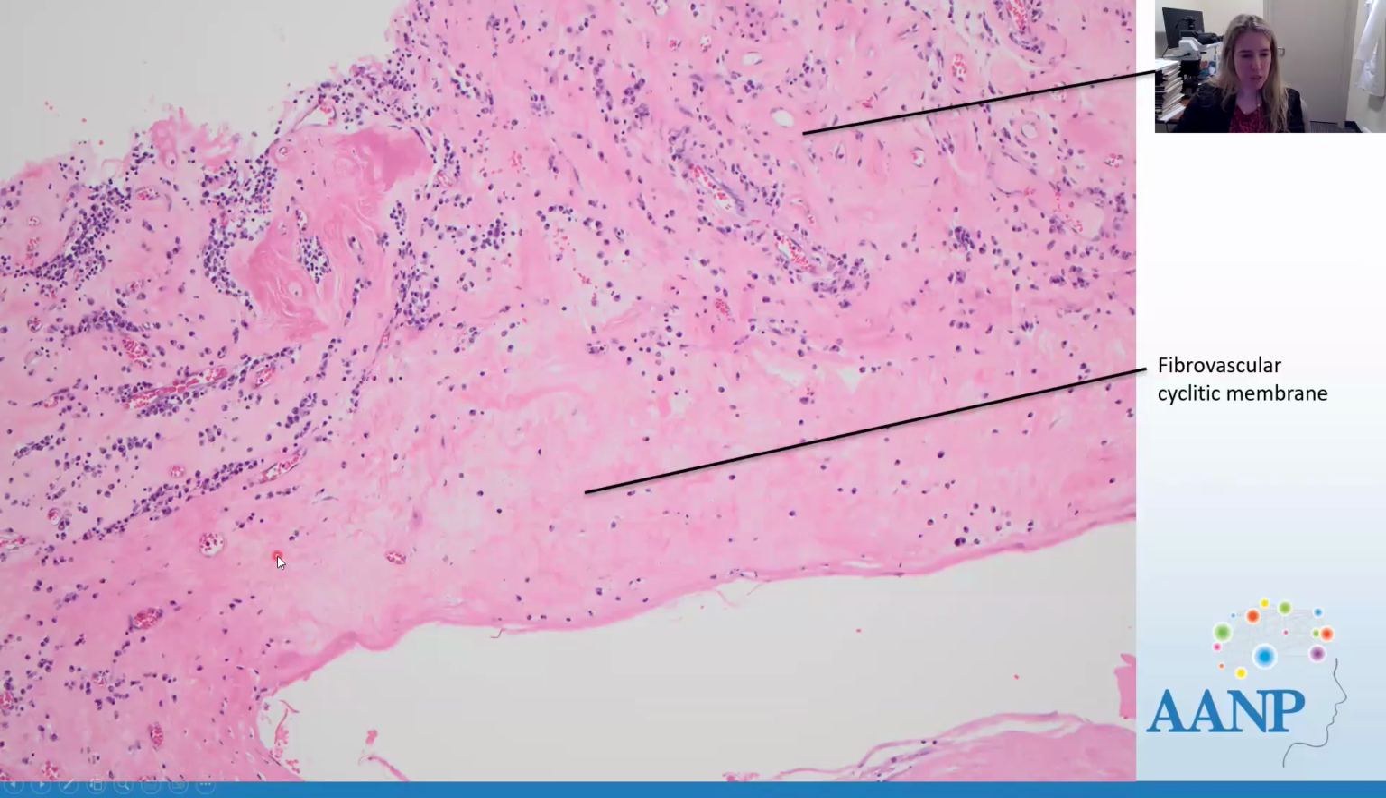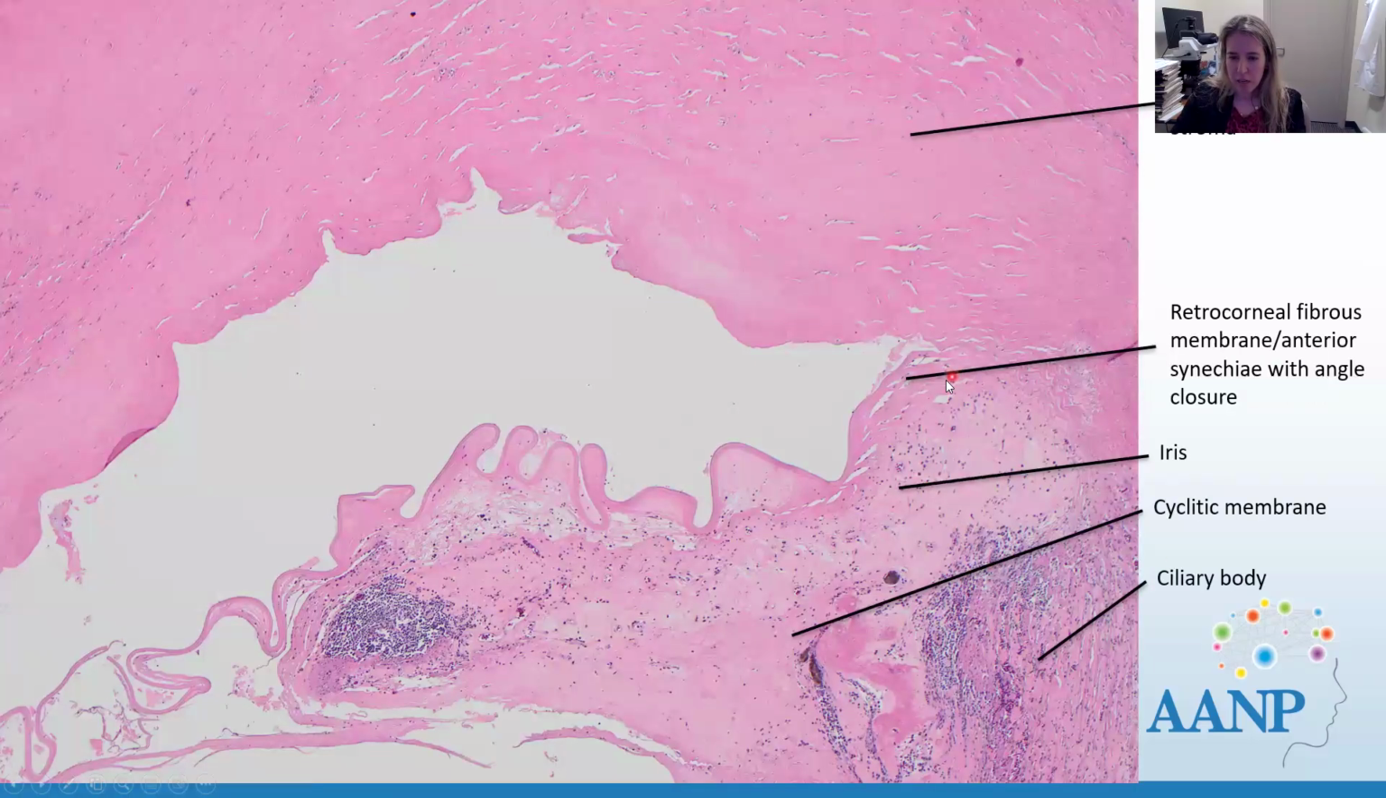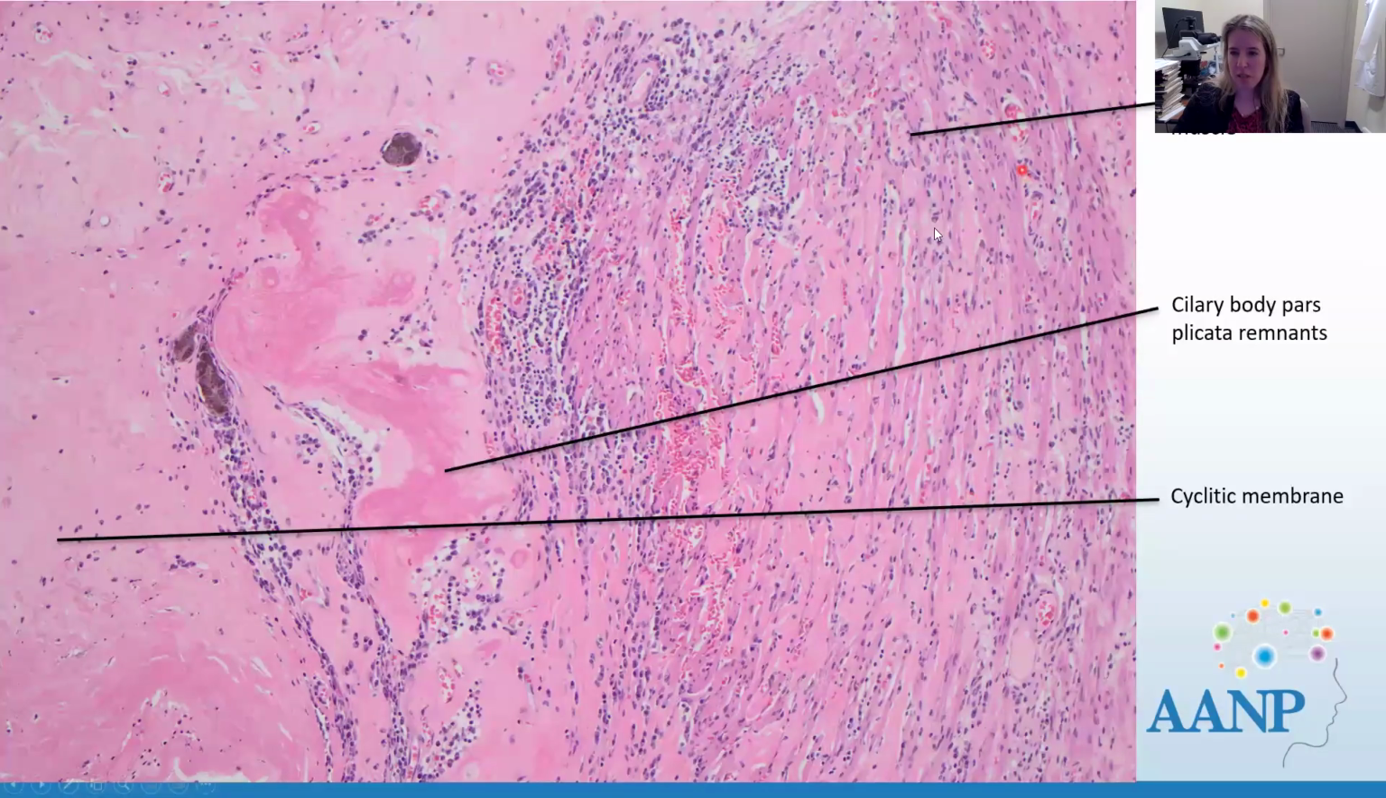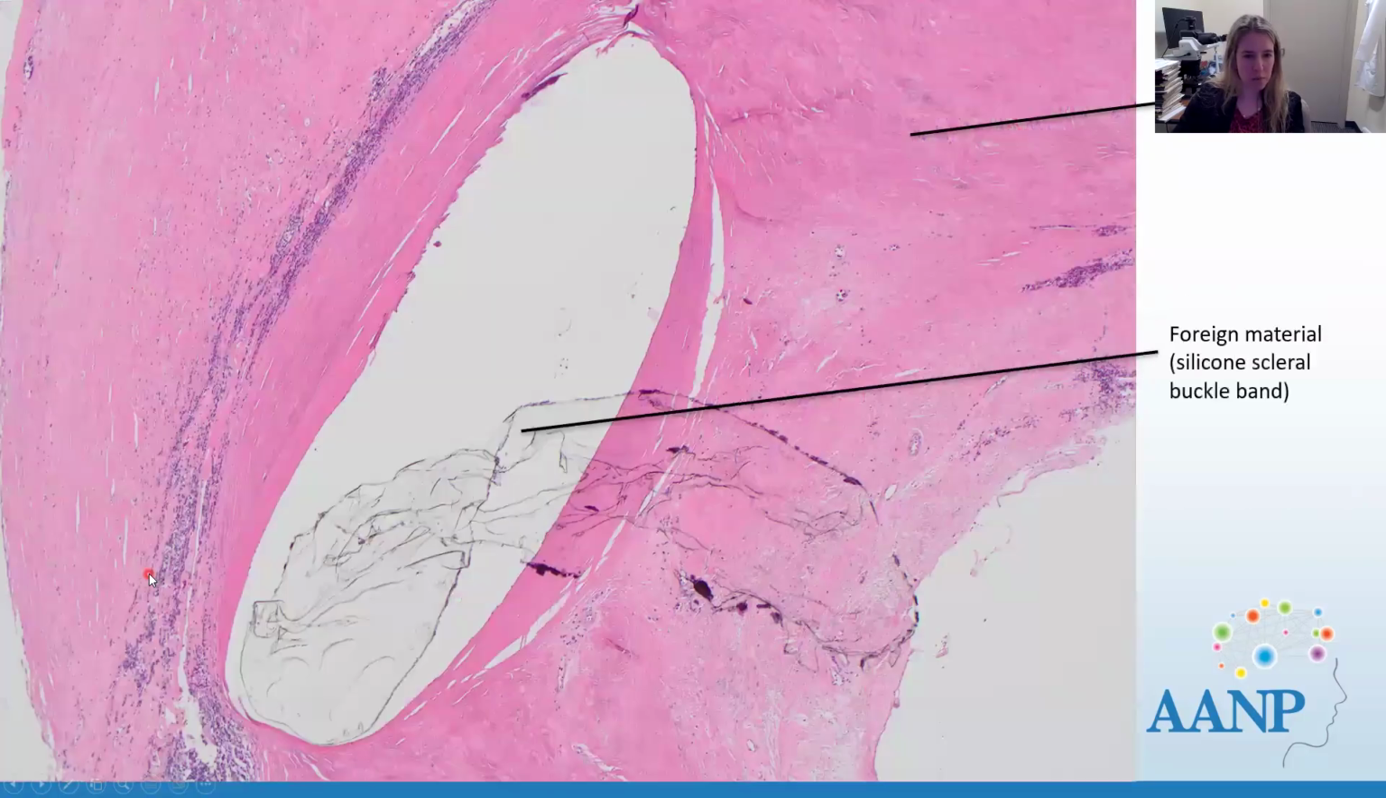And then on the posterior aspect of the iris, there's a fibrovascular cyclitic membrane. Here again, you can see the retrocorneal fibrous membrane, which is attaching Descemet's to the iris, and the fibrovascular cyclitic membrane that's arising sort of from the ciliary body and the iris, and quite a bit of inflammation, which is why blind painful eyes are often painful. There's just more of the same. The ciliary muscle is quite atrophic compared to normal. Here are the remnants of the pars plicata. Here's more of the cyclitic membrane.